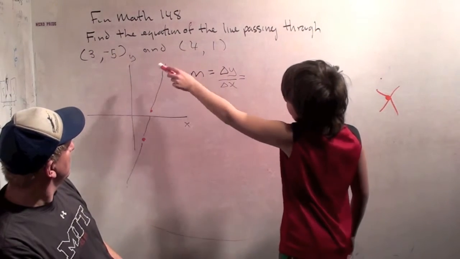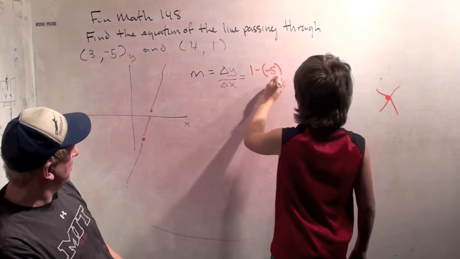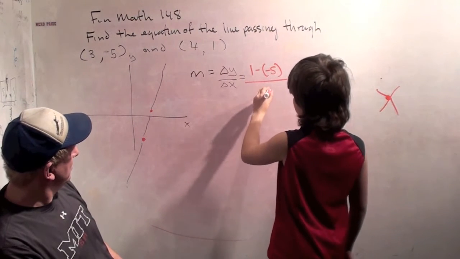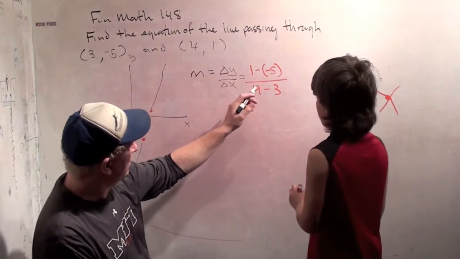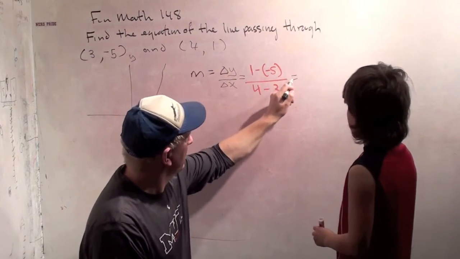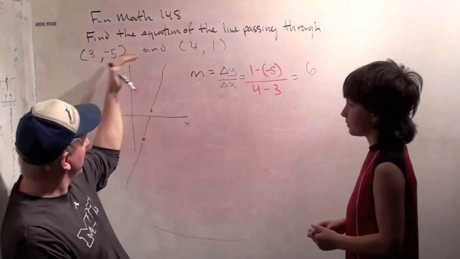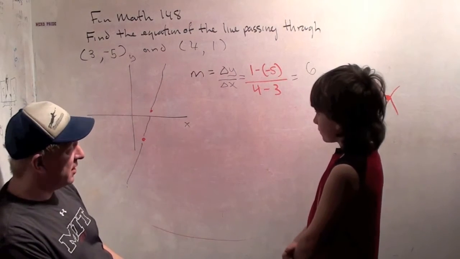Well, let's do it this way. It's 1 minus negative 5 over 4 minus 3. Over 4 minus 3, which is? Which is 6. 6 over? Over 1. Okay, so great. So we just made up these 2 points. We found the slope is 6, which is a big positive number, just like we were expecting to find.